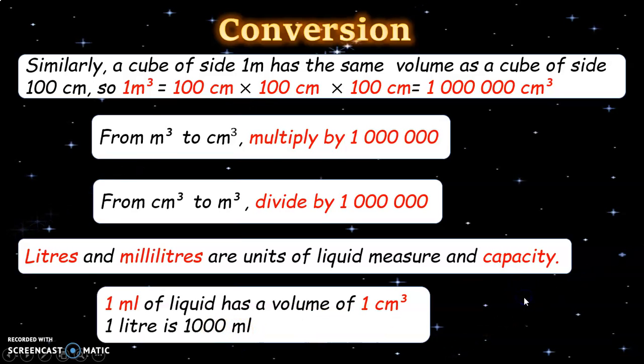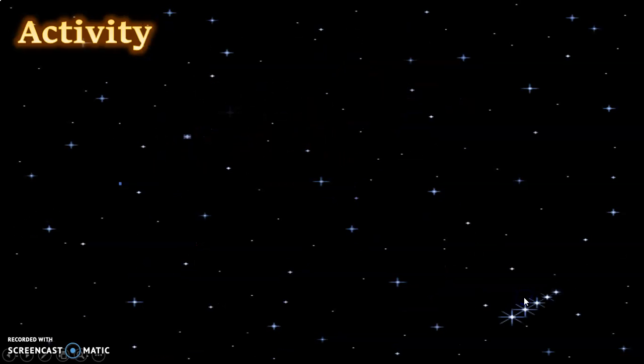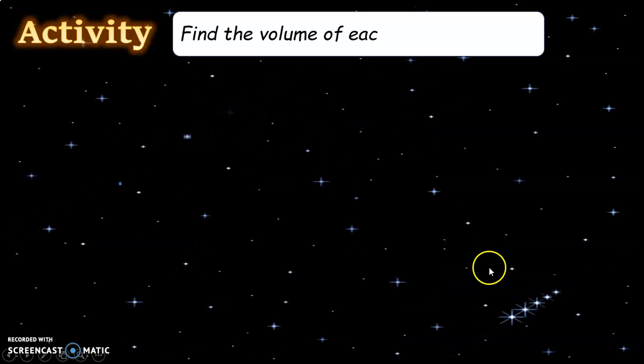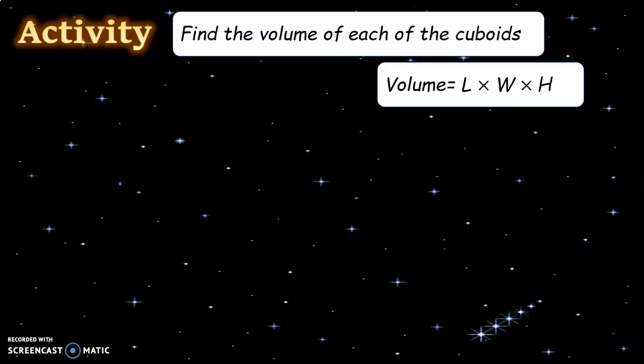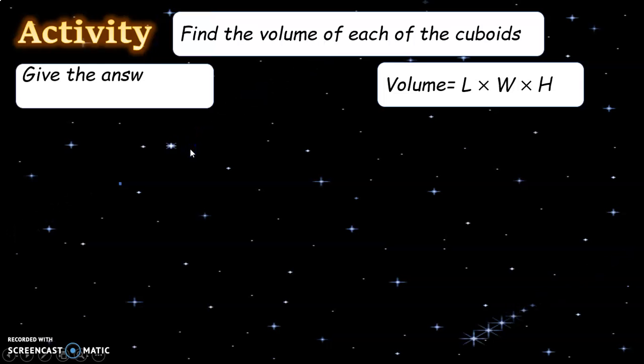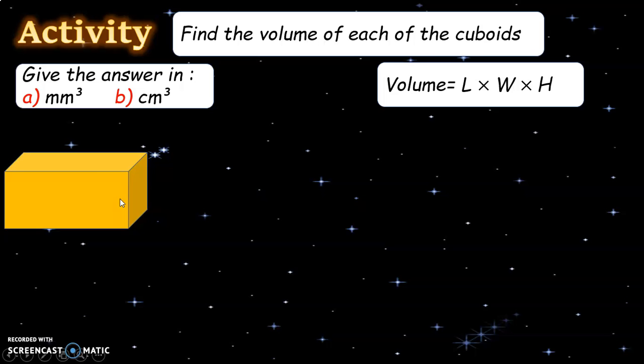So let us have an activity. In this activity, find the volume of each cuboid. The formula for the volume of a cuboid is length times width times height. In this activity, we need to give the answer in millimeter cube and centimeter cube. So let us have the first cuboid.